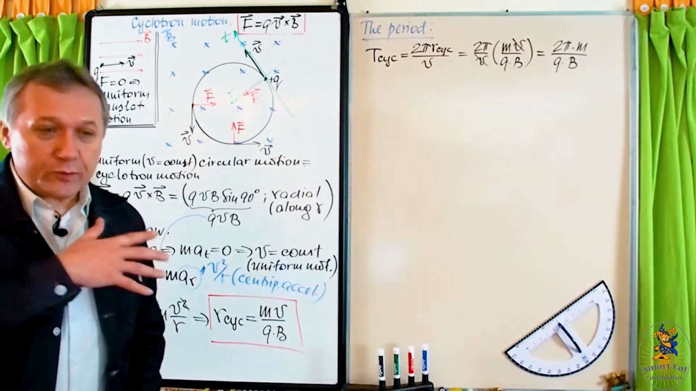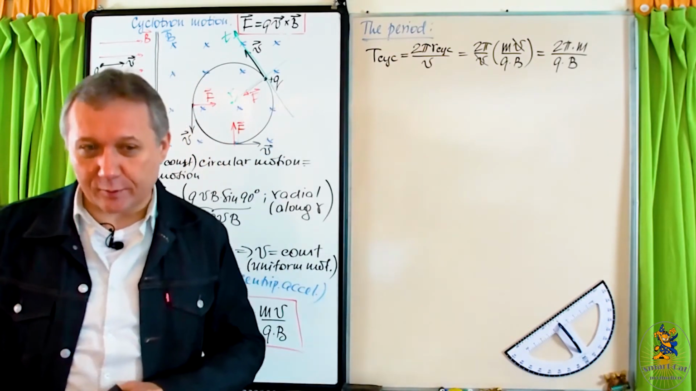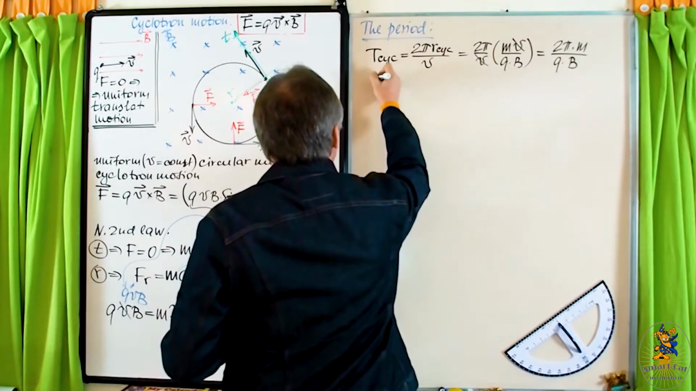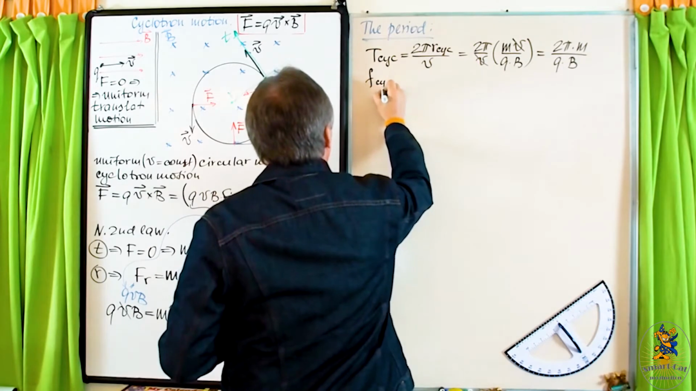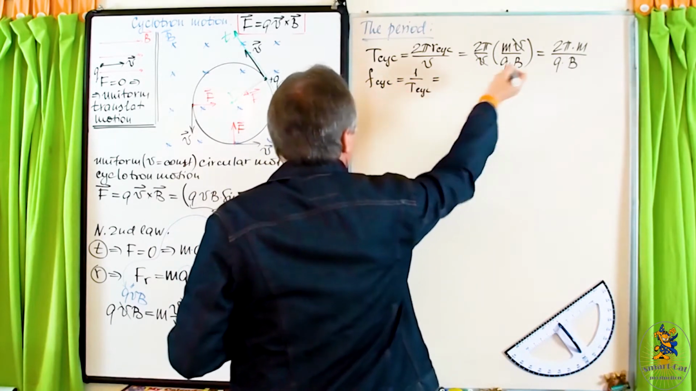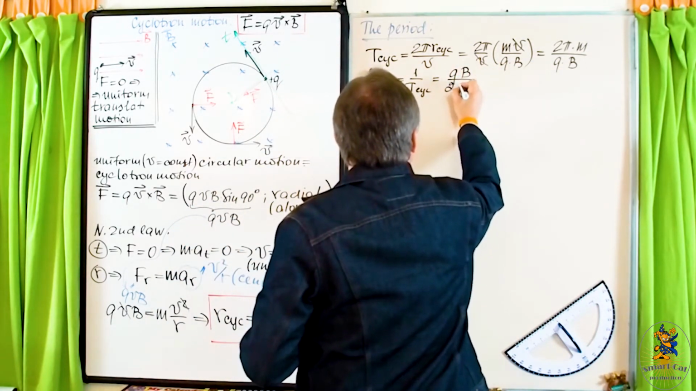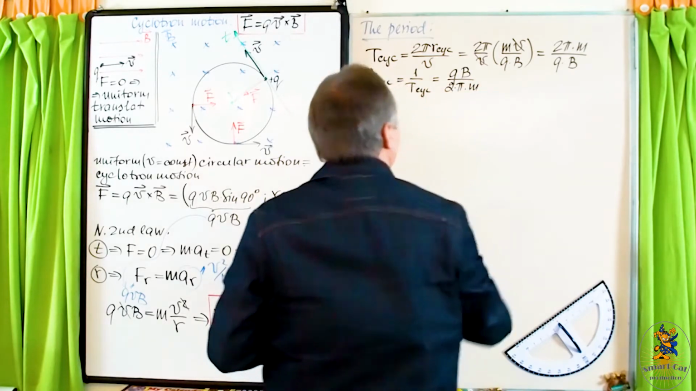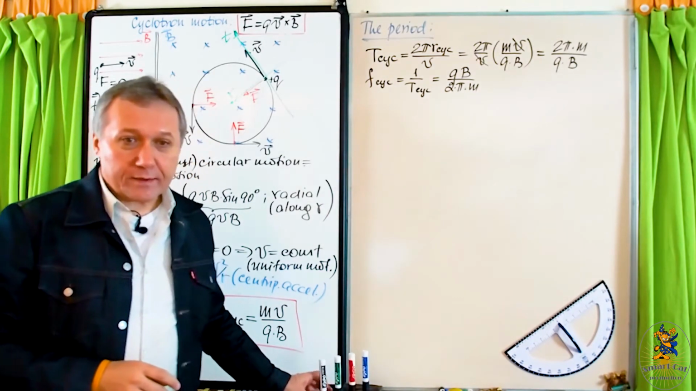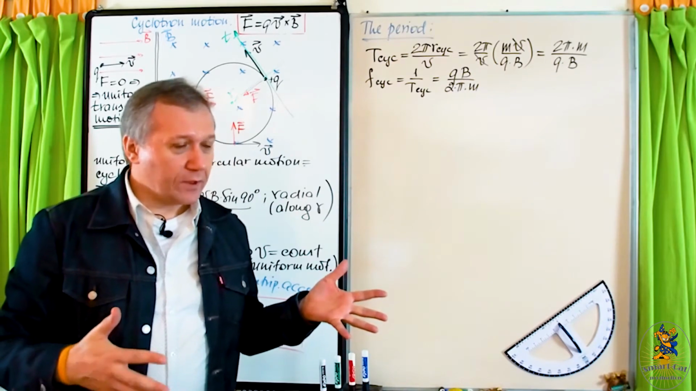Right, so then, of course, since we started talking about the period, let's also introduce the frequency, which is the reciprocal of the period. So the cyclotron frequency, f cyclotron, will be 1 over the period of the cyclotron. And of course, it will be just that expression flipped: qB divided by 2 pi times the mass of the particle.